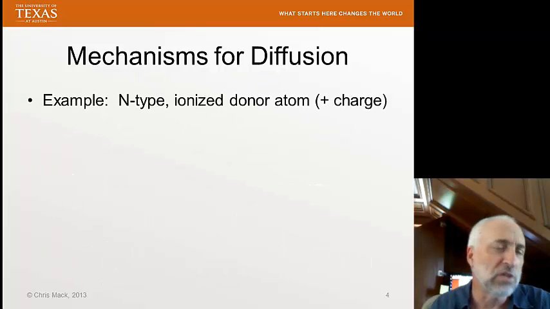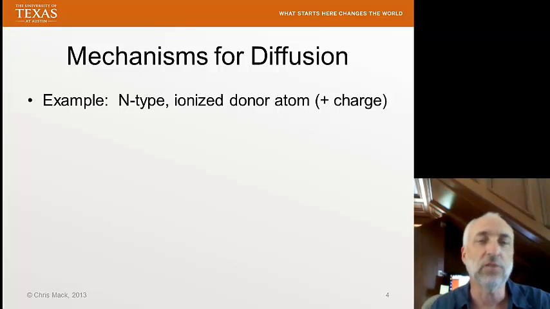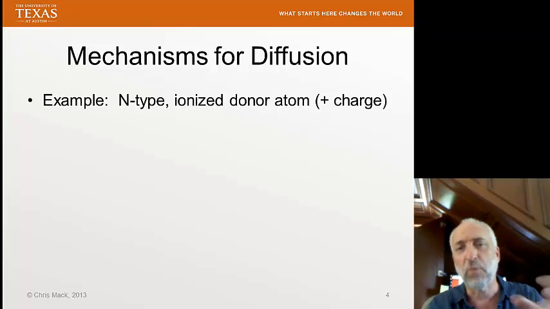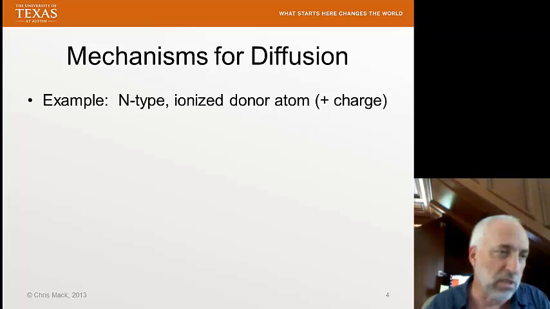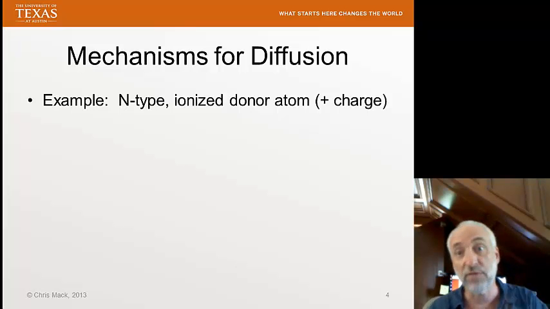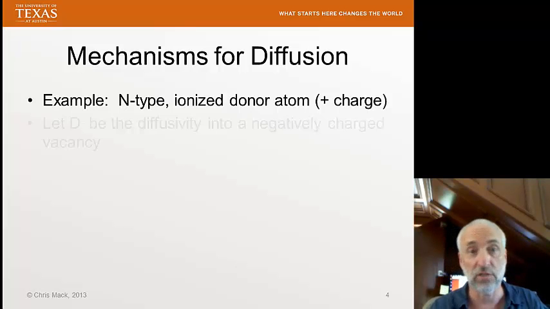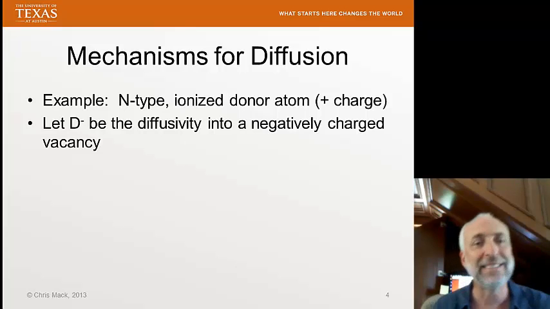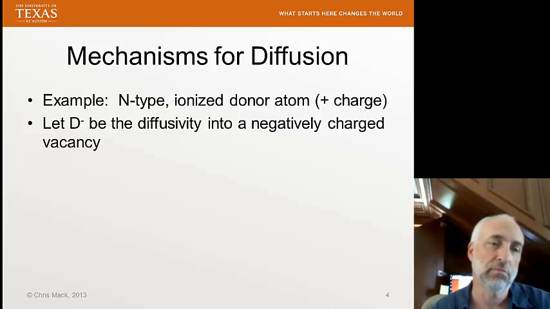Let's consider as an example an N-type ionized donor atom. So it's positively charged. There, if there's a positively charged vacancy, it's basically going to ignore it. It's not going to exchange with it. But if there's a negatively charged vacancy, then it will be drawn into that vacancy. So we're going to let D- be the diffusivity into a negatively charged vacancy.